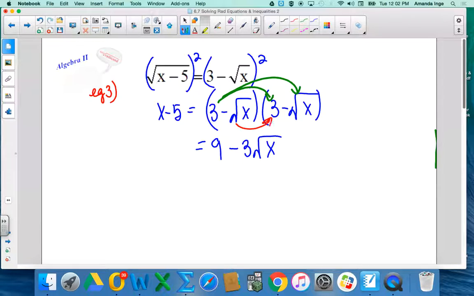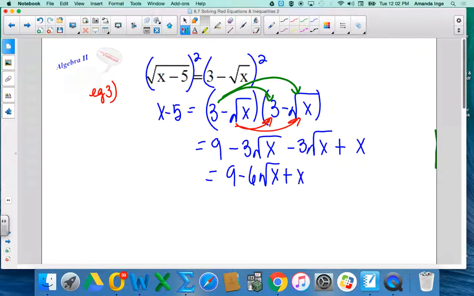And the square root of x times 3, and the square root of x times the square root of x. We get minus 3 square roots of x. Minus a minus makes it plus, and the square root of x times the square root of x is plain old x. So we get 9 minus 6 square roots of x plus x. And we have x minus 5 on the other side of the equation. And now we want to isolate the radical that's up there now, so we're repeating the whole process.